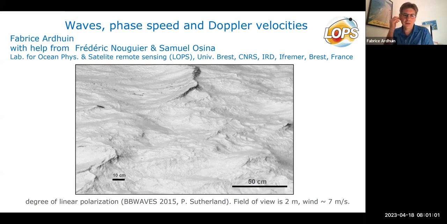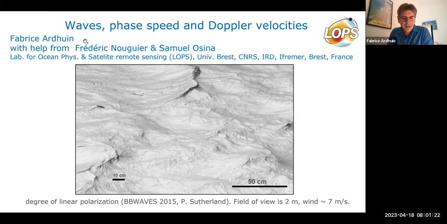This work is done with some help from Frédéric Douguier, who is working a lot on different simulators for different instruments, and Samuel Osina, an engineer working with us for the project. I'm actually affiliated with a laboratory for ocean physics and satellite remote sensing, which happens to be a joint research institute with Ifremer. So you can call me Ifremer, but for French people, it's a more complex situation than that.